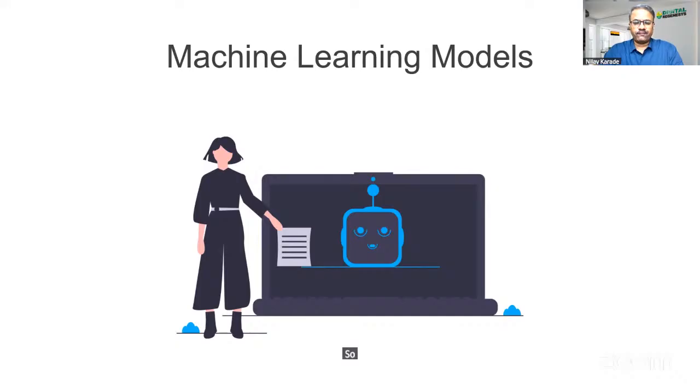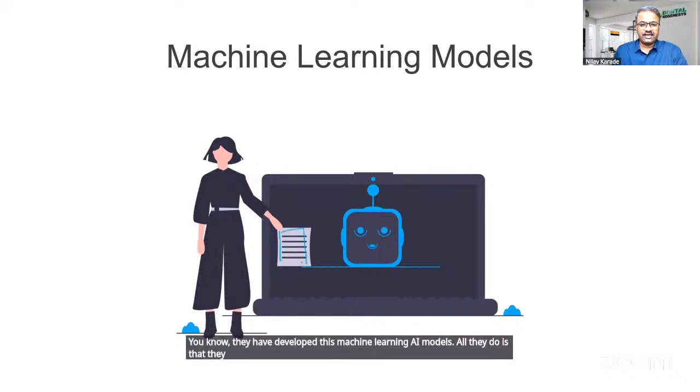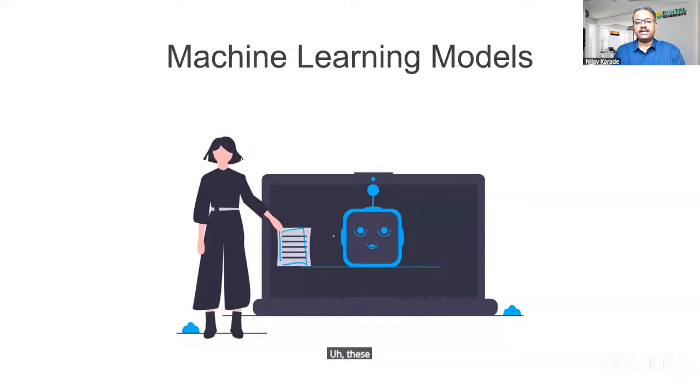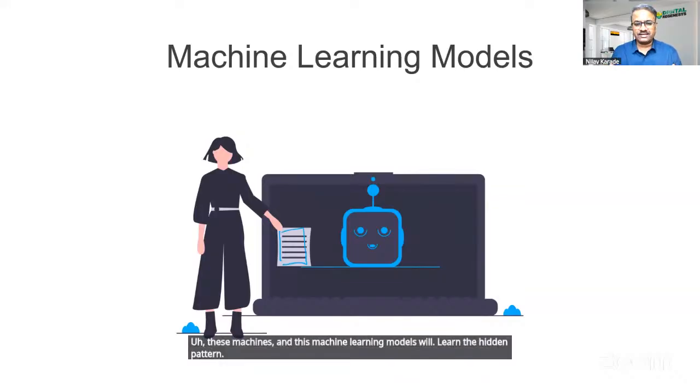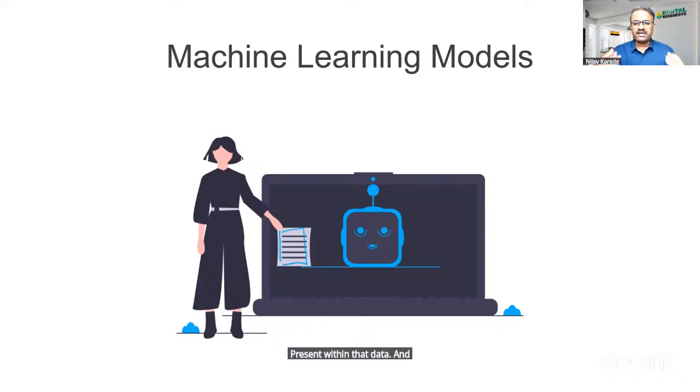So what scientists and engineers have done is that they have developed these machine learning AI models. All they do is feed the data to these machines, and these machine learning models will learn the hidden pattern present within that data, and remember that pattern, right? And whenever new data is fed to that machine learning AI model, from its previous learning experience it is able to make predictions on the new data. Let me tell you how this machine learning AI model is relevant in our existing project.